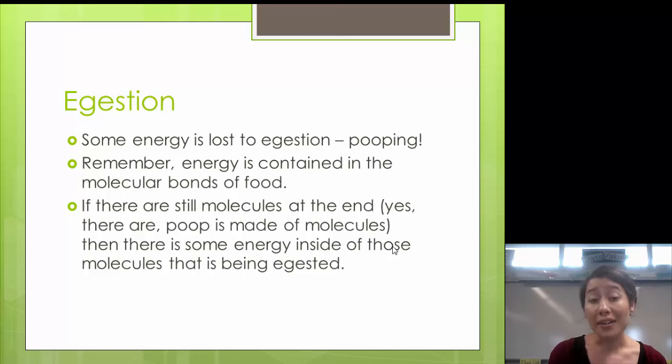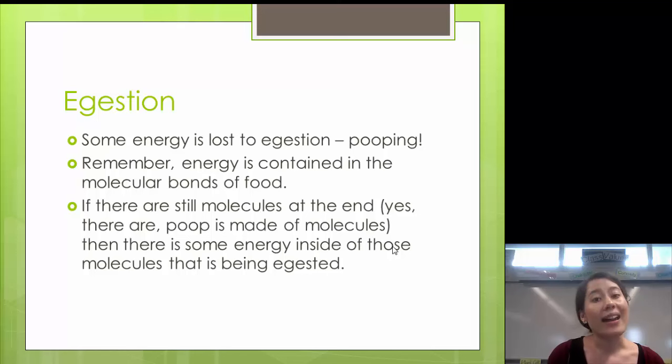Now, some matter and energy is also lost to egestion, also known as pooping or getting rid of solid waste. So remember, energy is contained in the molecular bonds of food. I showed you that at the beginning, right? The energy in our food is contained in the bonds of the molecules. So if there are still molecules at the end of the pooping process, and yes, poop is made of molecules just like all other matter on Earth, then there is some energy inside of those molecules that's being pooped out.